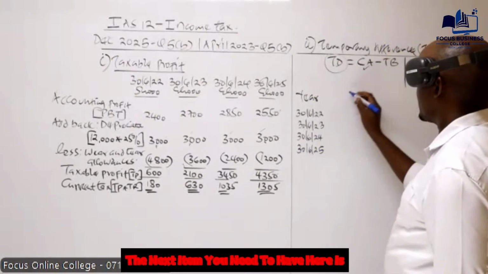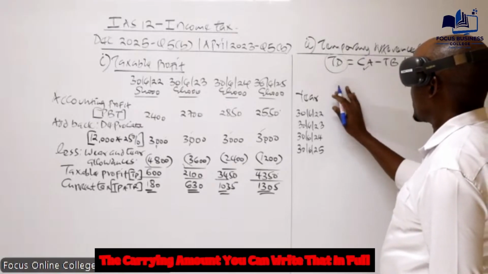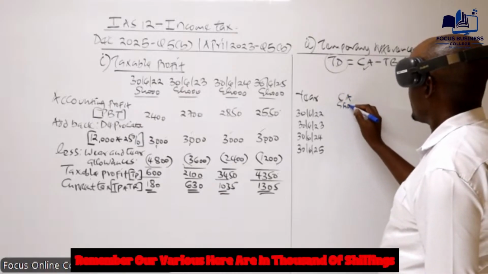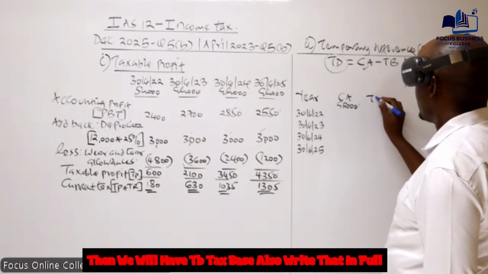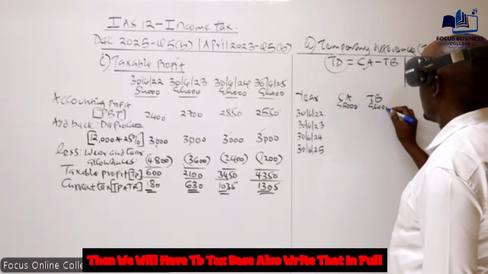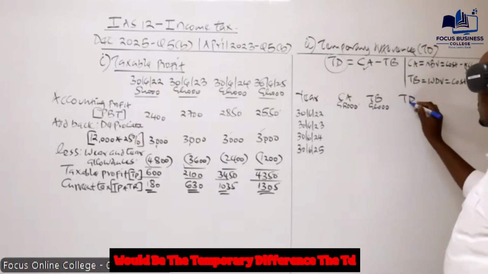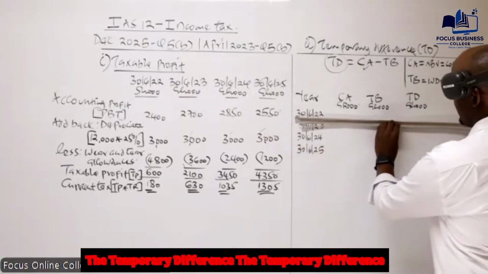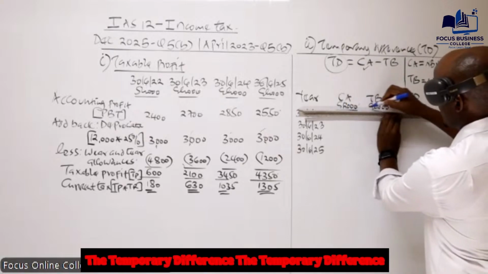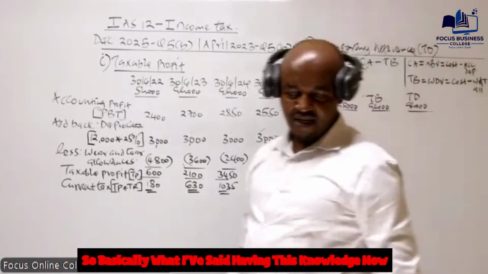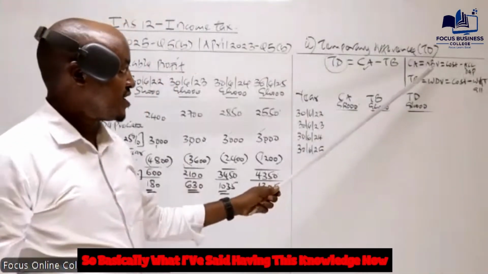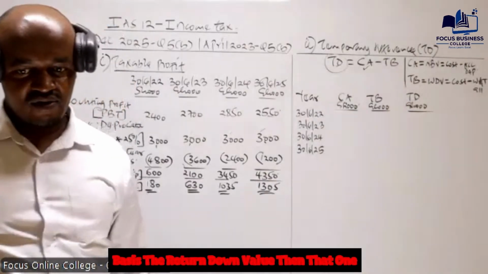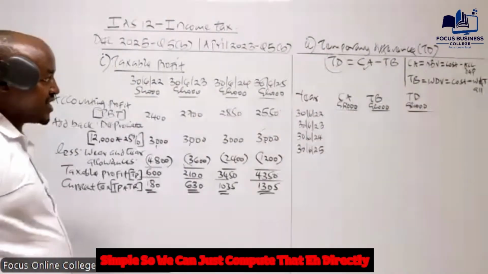Then the next item you need to have here is the carrying amount, CA. You can write that in full. Remember, our values here are in thousands of shillings. Then we will have TB, tax base. Also write that in full. The difference between these two values will be the temporary difference, the TD. Having this knowledge now that carrying amount is the net book value, and tax base is the written down value, that becomes quite simple. So we can just compute that directly.